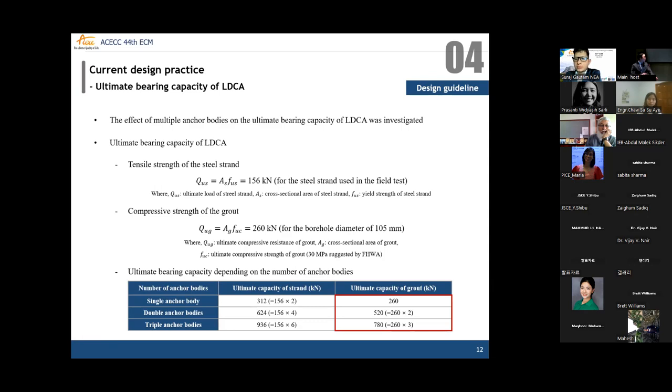tensile failure load and compressive failure load depending on the number of anchor bodies. As you can see, it can be concluded that the LDCA ultimate bearing capacity is determined by the compressive failure load of the grouts.